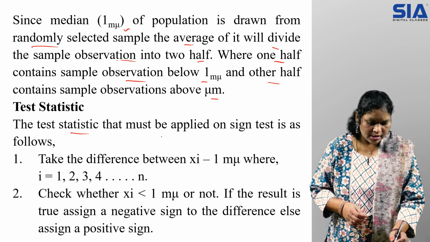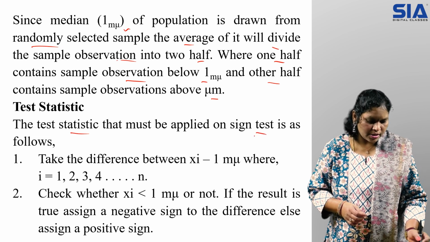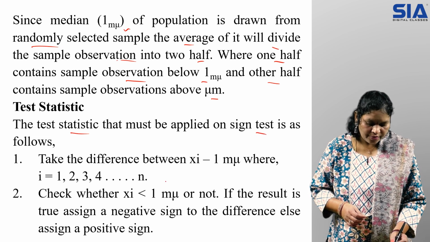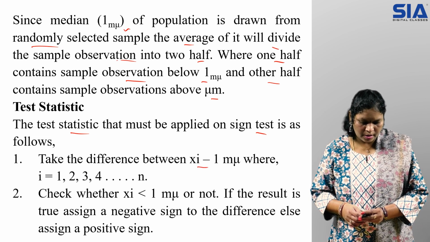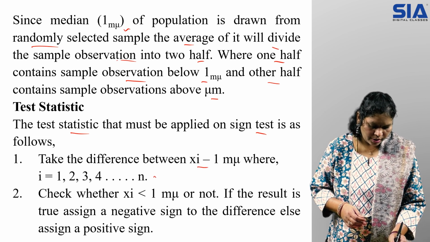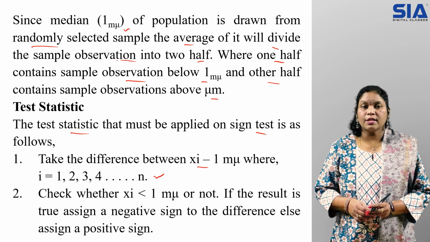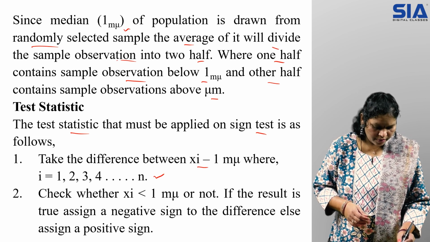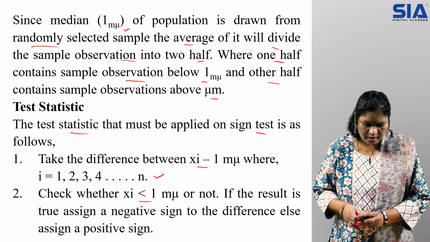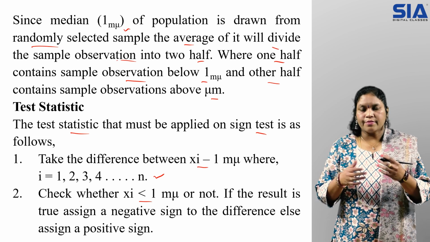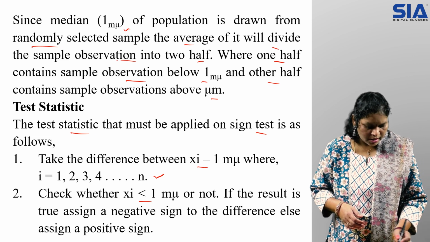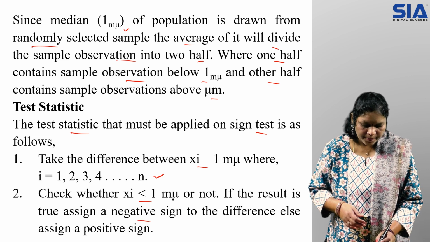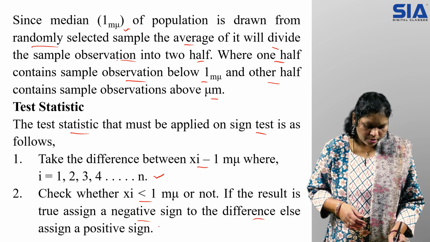So the test statistic that must be applied in the sign test is as follows. Take the difference xi minus mu, where i is equal to 1 to n. So we are considering the differences here, and then check whether xi is less than mu or not. If the result is true, assign a negative sign to the difference, else assign a positive sign.